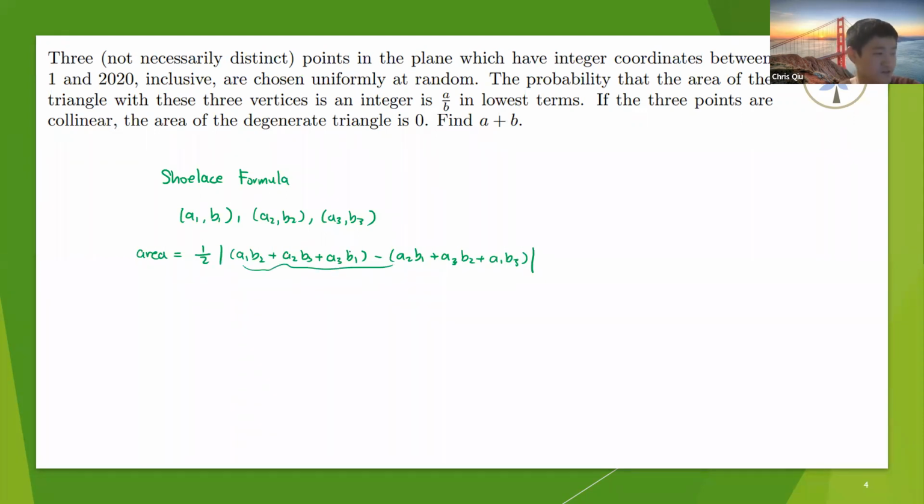And as you can see, there's a lot of shifting going on. We start with a1 b2, and then we shift to a2 b3, and a3 b1. And then we subtract a2 b1, a3 b2, and a1 b3. We're kind of going the other way around this part. So this is going to be helpful in solving this problem. So around 2 more minutes, and we'll go over the solution.